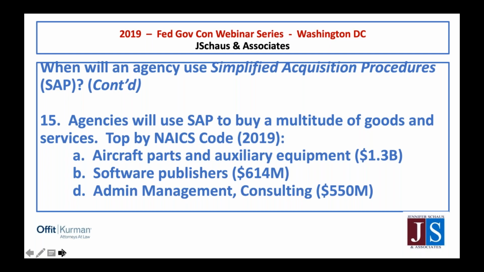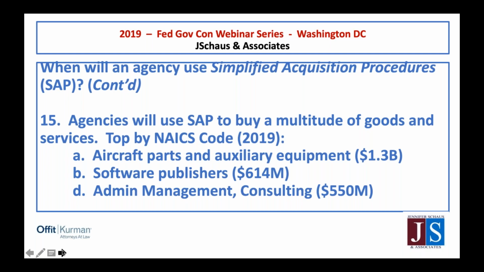Aircraft parts, auxiliary equipment, 1.3 billion. Software publishers, that's at least how the NAICS has identified it. In a lot of these cases, you can have both goods and services under a particular NAICS code. You could look at a product service code to determine more specifically exactly what was purchased, but this will at least provide some idea as to how the government uses SAP to buy things. Administrative management and consulting, 550 million so far this year. And what you're seeing here is out of a total spend of about 25 billion, all of which has been purchased using simplified acquisition procedures.